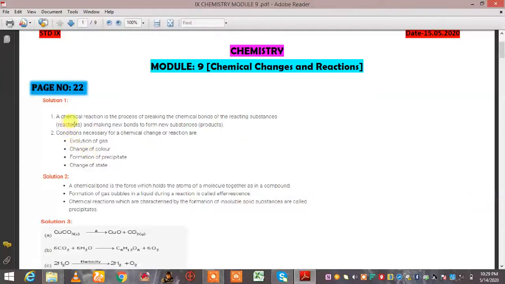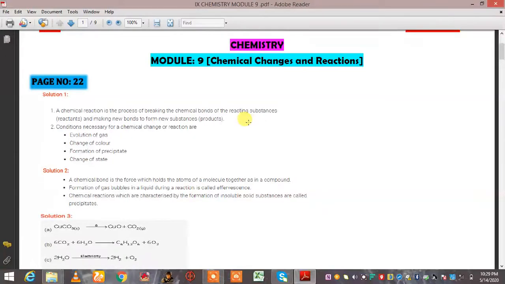Very first question is, what is a chemical reaction? The first answer is, a chemical reaction is the process of breaking the chemical bonds of the reacting substances and making new bonds to form new substances. So this is the answer for the first question. That is, you need to define what is a chemical reaction.